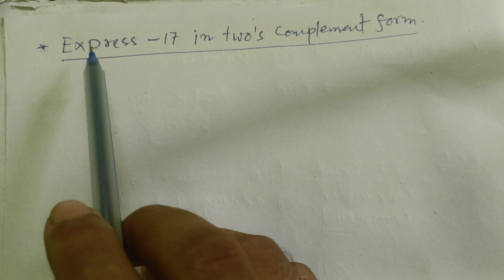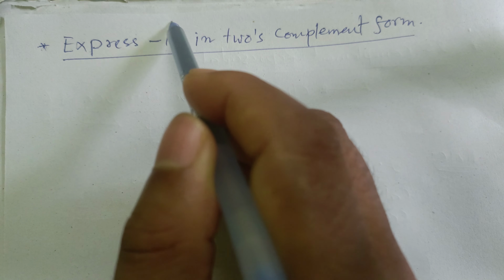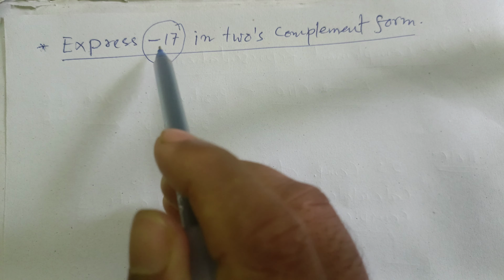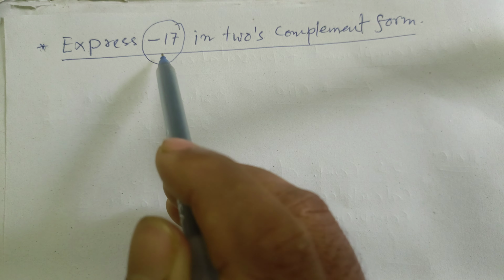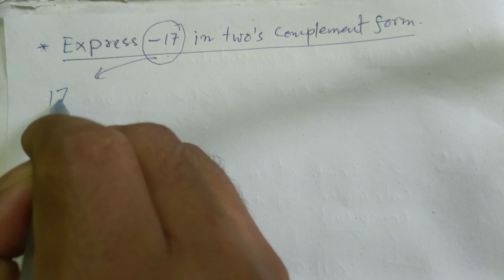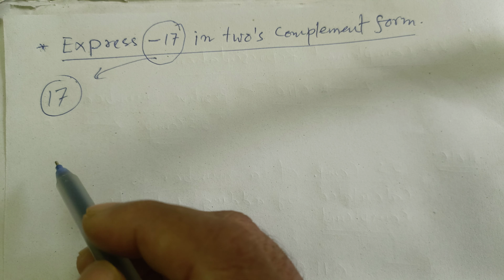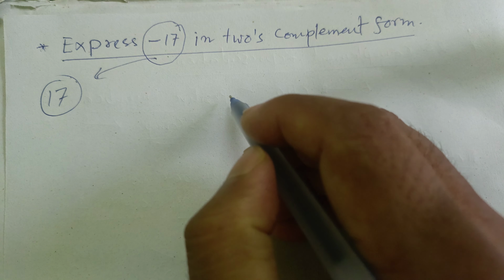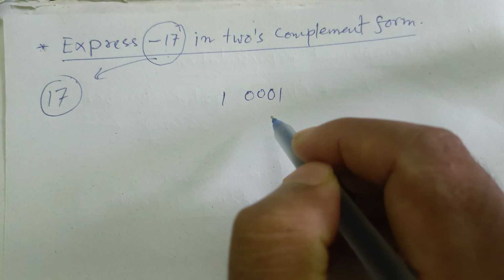In this video we will discuss how to express minus 17 in 2's complement form. So we have to represent minus 17. First we have to convert this minus 17 to its positive representation, that is 17, correct? And if you represent it in binary form, it will be 1 0 0 0 1, correct?